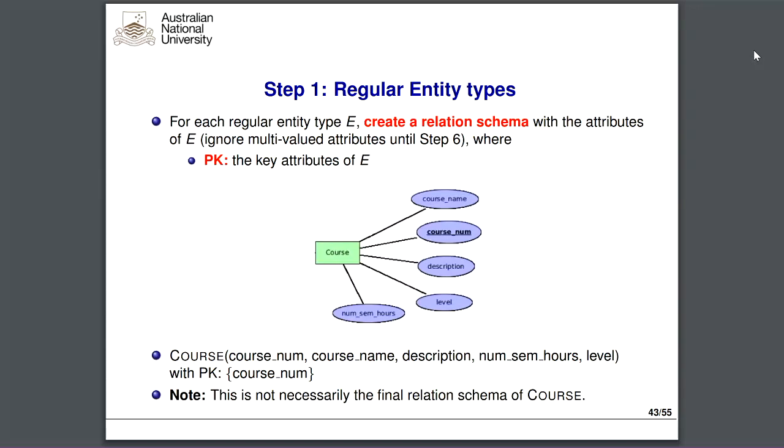So remember that when you do the SQL coding, you also need to specify the domain type. So this is not necessarily the final relational schema of the course in this case. So it's easy, right? Basically, once you see an entity, you try to make a table, create a relation schema.